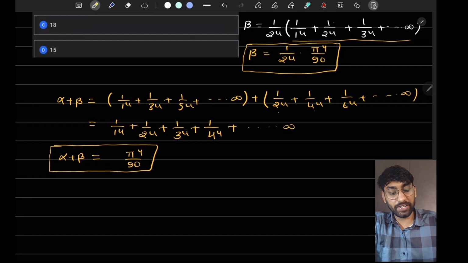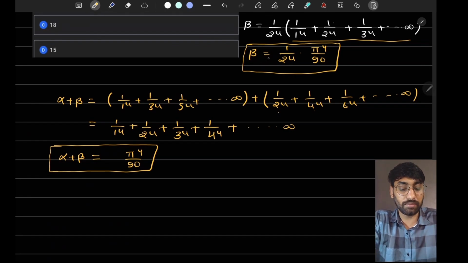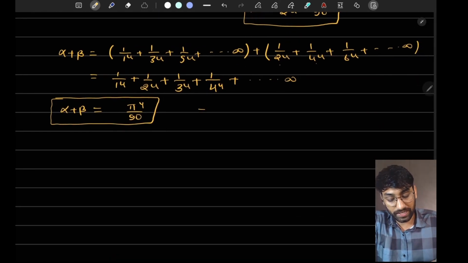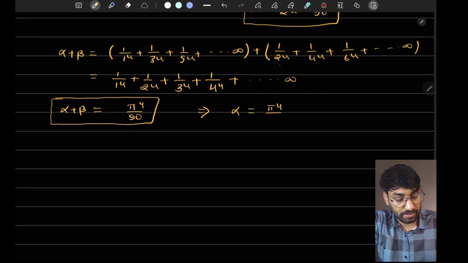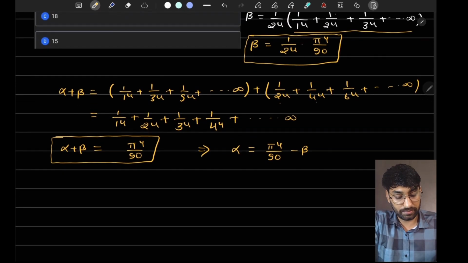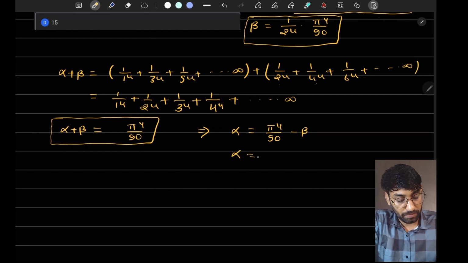Correct. Now I am having the information about the beta. The beta is nothing but 1 upon 2 power 4 into pi power 4 by 90. So I will just substitute this beta value over here and then I will get the alpha value. Alpha is nothing but pi power 4 by 90 minus beta. Now beta value I am already having, that is 1 by 2 power 4 into pi power 4 by 90. So alpha will become pi power 4 by 90 minus 1 by 2 power 4 into pi power 4 by 90.